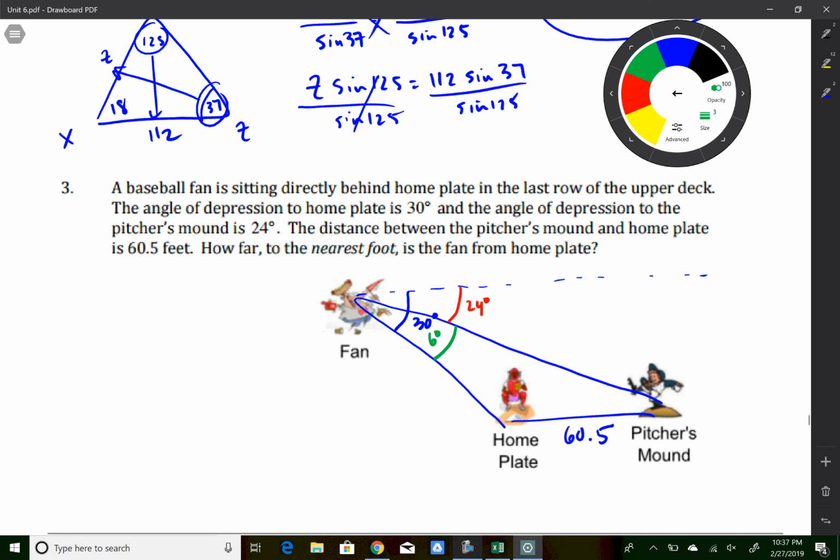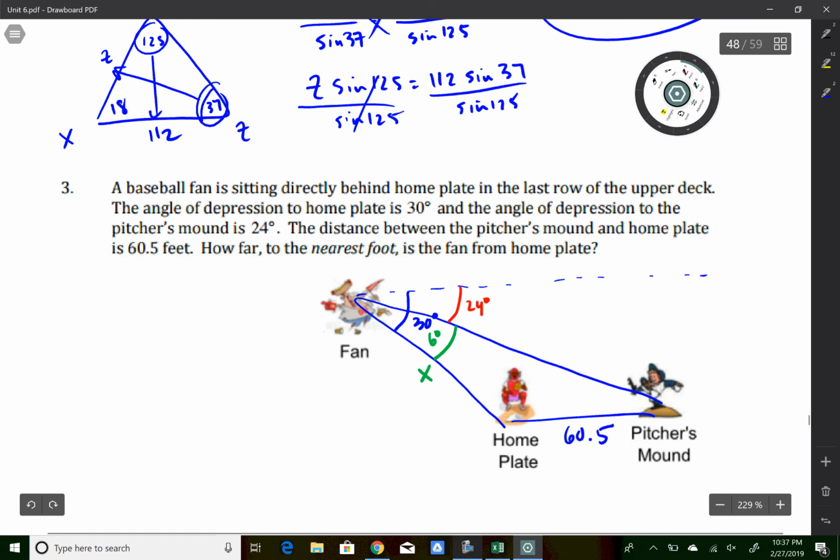It then says the distance between a pitcher's mound and home plate. So how far is the distance from the fan to home plate? So that's x. But notice we only have one angle. But there's something that we learned in the angle of depression lesson. The angles of depression are created by parallel lines. So this fan's eyesight and the horizontal distance between home plate and the pitcher's mound, they're parallel to each other. So if that angle's 24 degrees, this angle's also 24 degrees.